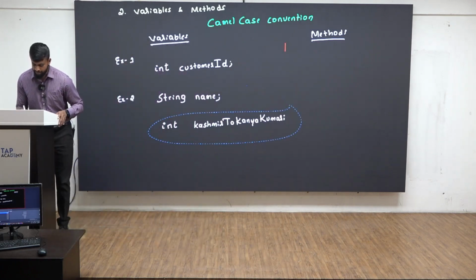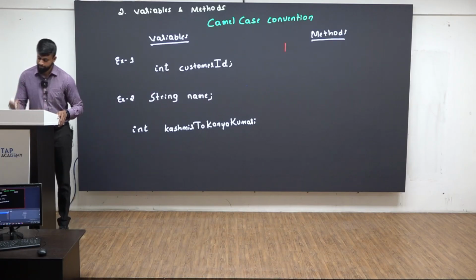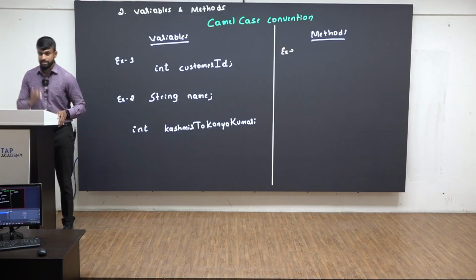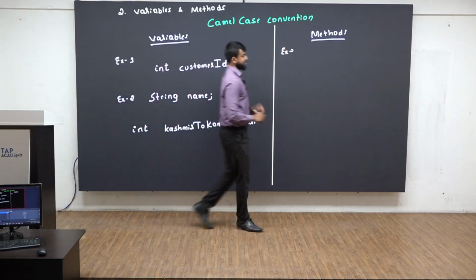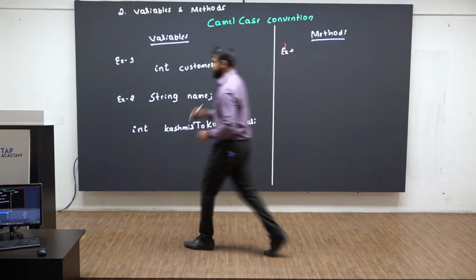Whenever you are using the variables in Java, make sure you use the same convention only. Beautiful. Let me speak about methods. Even in Java, methods also use camel case convention. Now you'll ask me, how is that? Let me give one example. I want to give one method. What method, sir? Display. What is the name of the method? Display. I want to give it now.